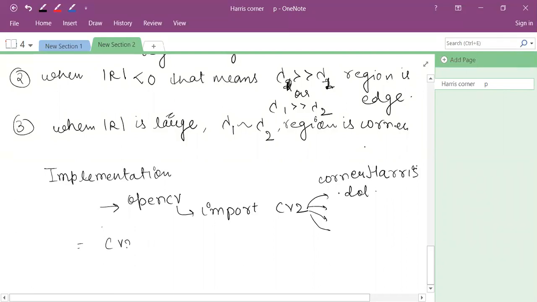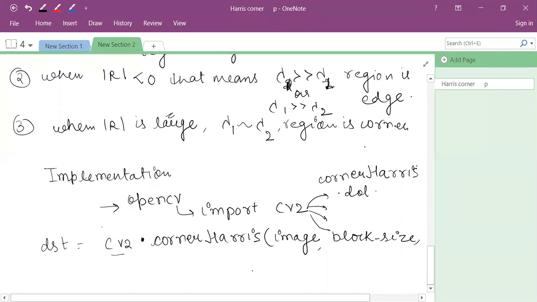So how can we call this function? That is my class cv2. Suppose I made an object dst. Then by using the dot operator, I will invoke the function or method cornerHarris. Inside this, there are certain arguments you have to pass. The first one is the image that you are reading. Then the block size. Then the Sobel operator that you learned in the last class. And the value of K.